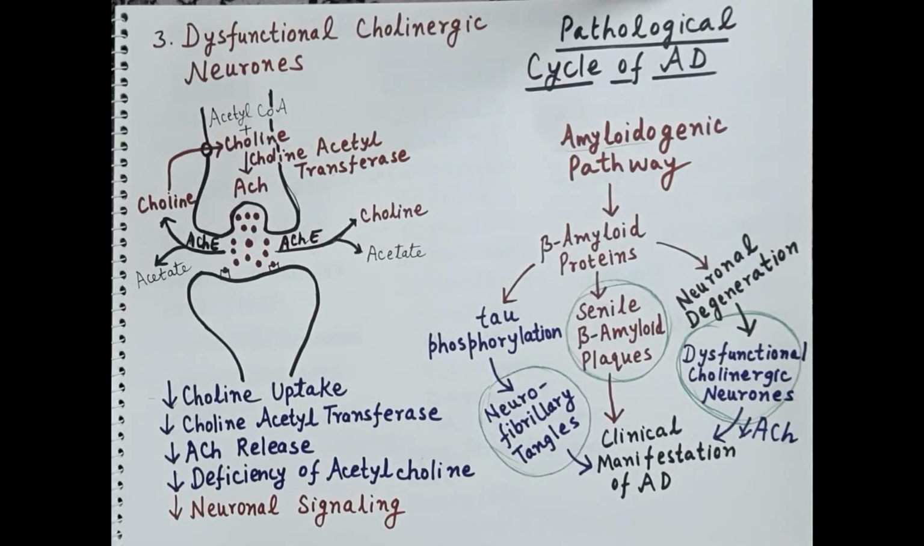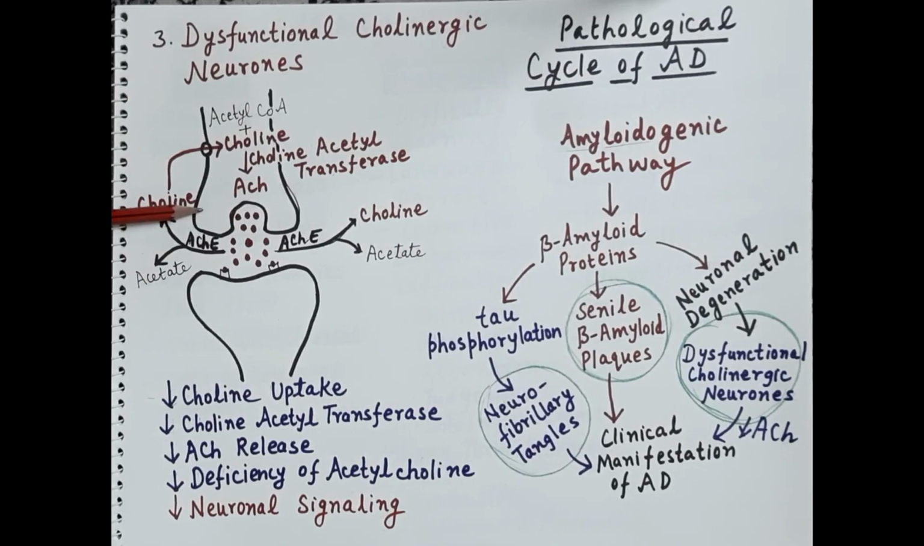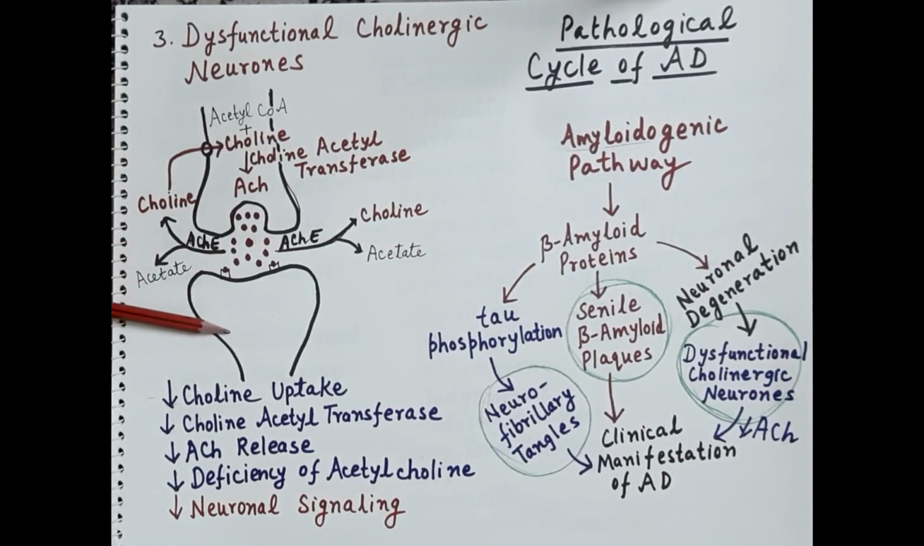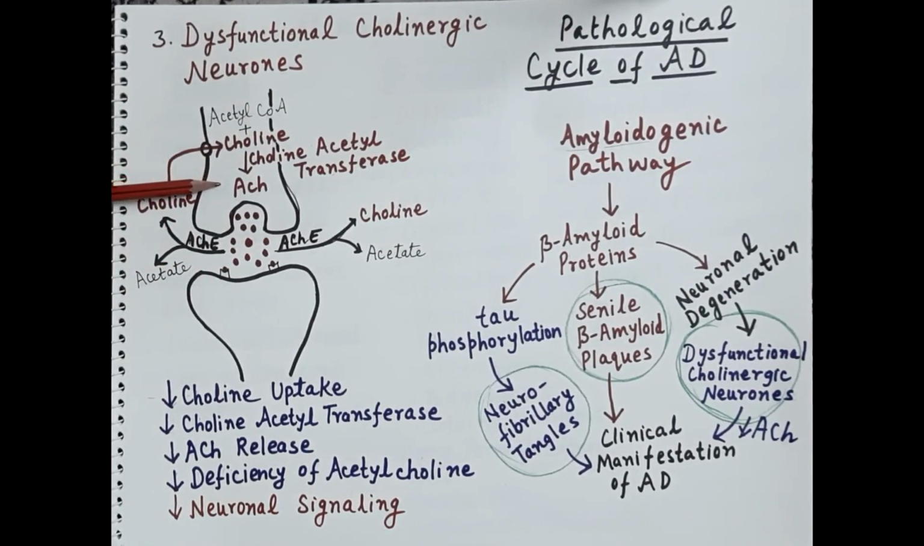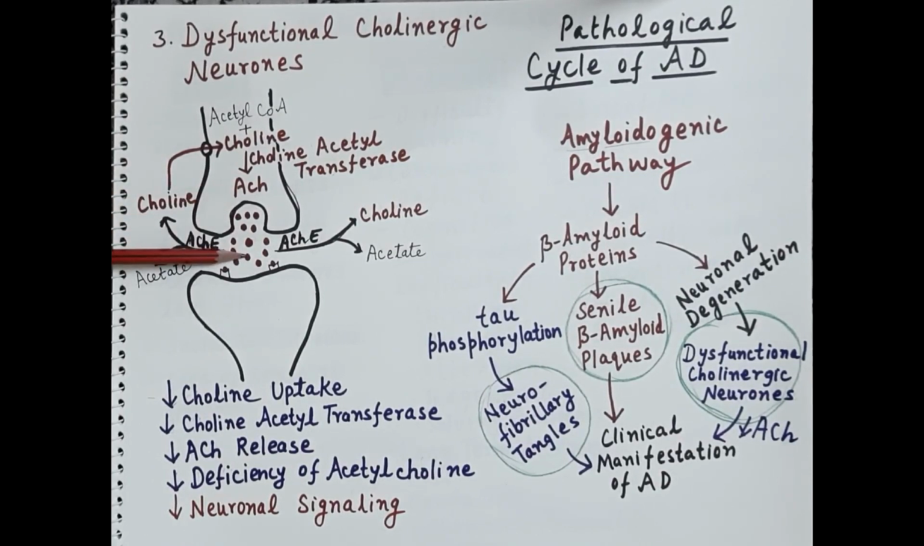And now we will talk about the third hallmark of Alzheimer's disease, that is a dysfunctional cholinergic neuron. Now in this diagram, I have shown two cells. This is the presynaptic nerve cell, this is the cholinergic nerve cell, and this is a post-synaptic nerve cell. Now this is the cholinergic nerve cell because in this acetylcholine is produced. Acetyl coenzyme A combines with choline in the presence of choline acetyltransferase to produce acetylcholine. And when the cell undergoes depolarization, there is release of acetylcholine.